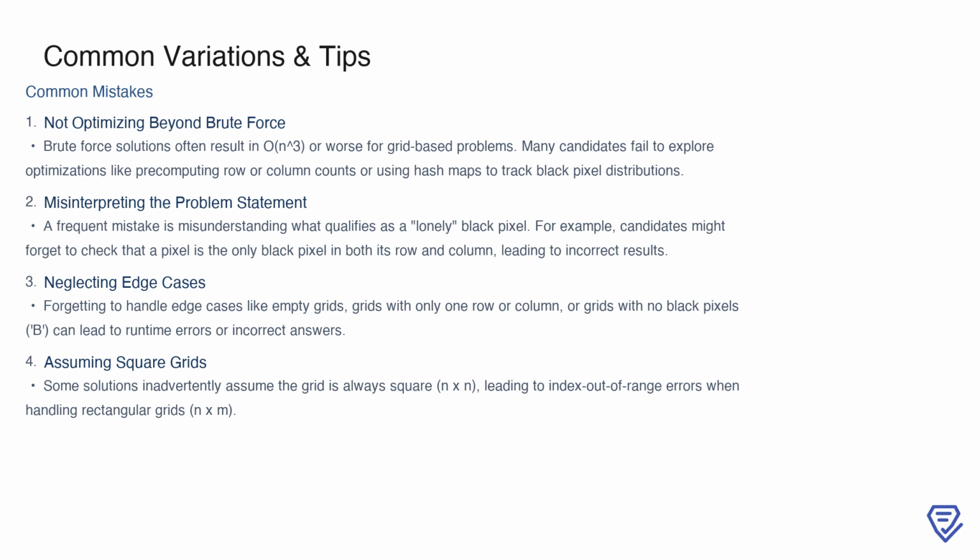Another frequent issue is misunderstanding the problem statement, particularly what it means for a black pixel to be lonely. Remember, a black pixel is only considered lonely if it is the sole black pixel in both its row and its column. Forgetting this condition can lead to incorrect results.